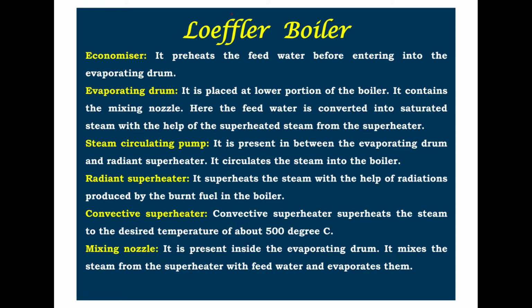Steam circulating pump: it is present between the evaporating drum and the radiant superheater. It circulates the steam into the boiler. Radiant superheater: it superheats the steam with the help of radiation produced by the burned fuel in the boiler. Convective superheater: it superheats the steam to the desired temperature of about 500 degrees Celsius. Mixing nozzle is present inside the evaporating drum. It mixes the steam from the superheater with the feed water and evaporates the feed water.